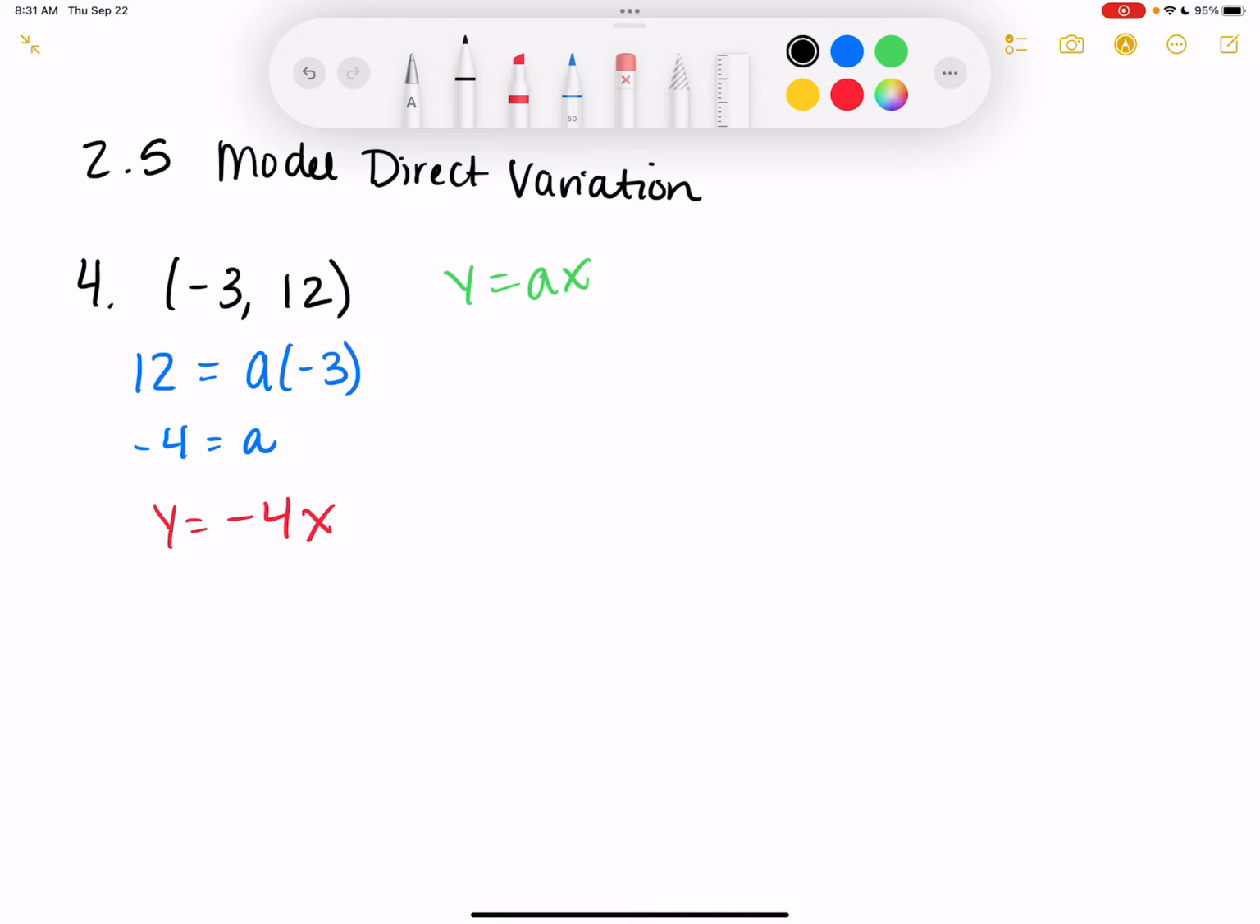And then it wants us to graph it. So, what's my y-intercept? 0. And then my slope is -4, so I'm going down 4, right 1. Or up 4, back 1.